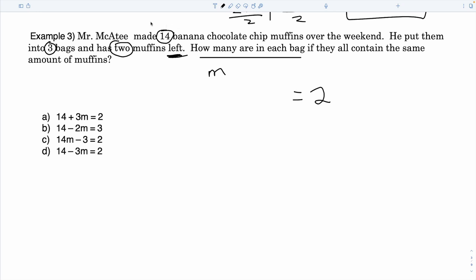I automatically just thought it would be adding up, but this one's a bit different. Thanks for being precise and looking at the answer options. Go ahead and mark it. It should equal 2 or 3, and this time it equals 2 because there are 2 left. We are looking for the muffins in the bag, so m equals number of muffins in each bag.